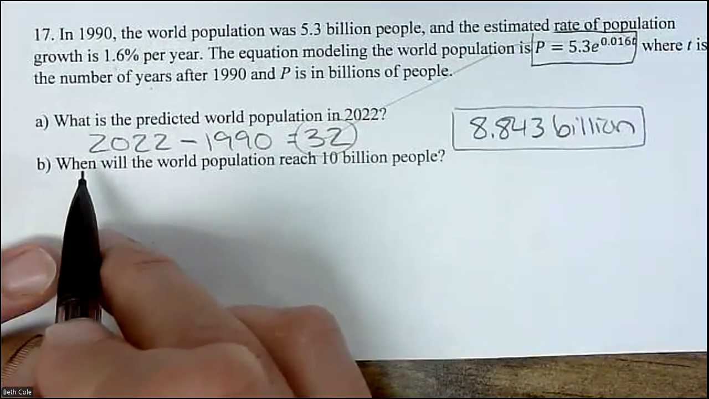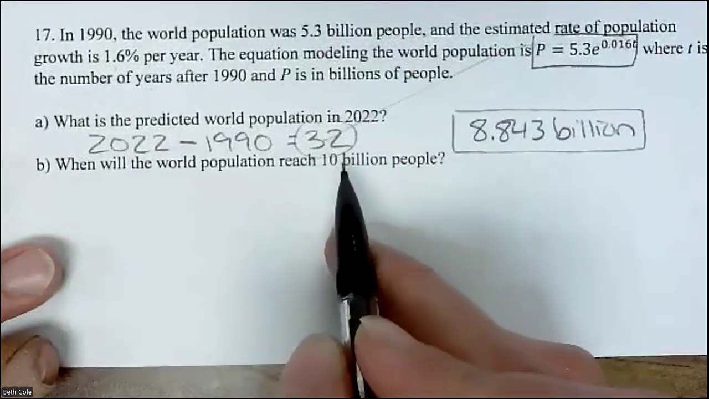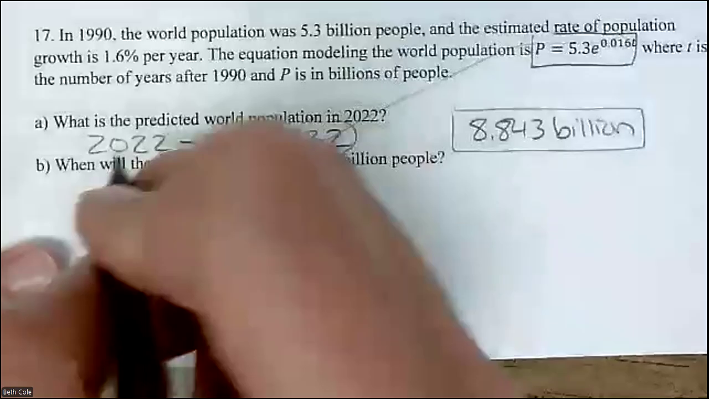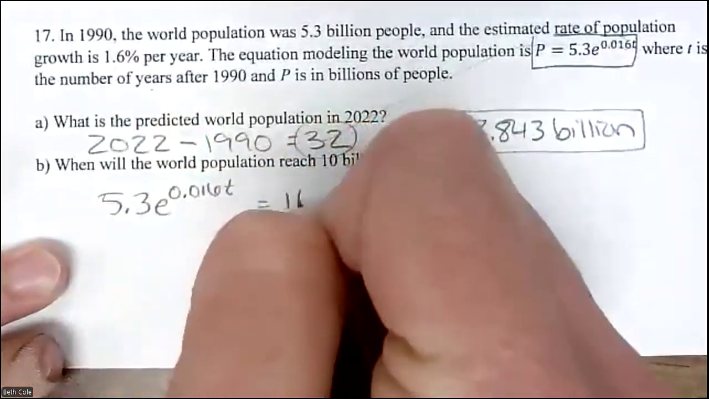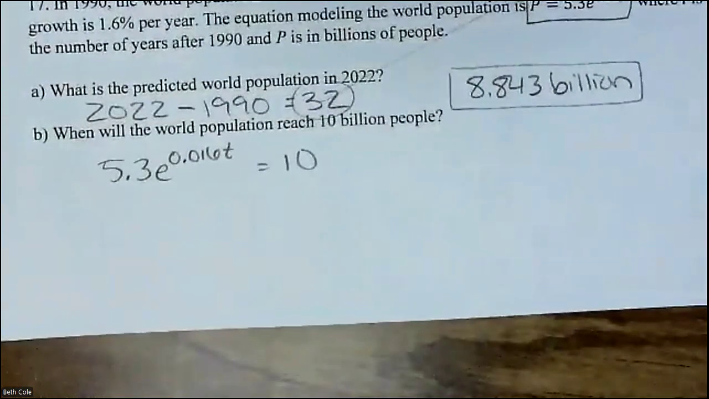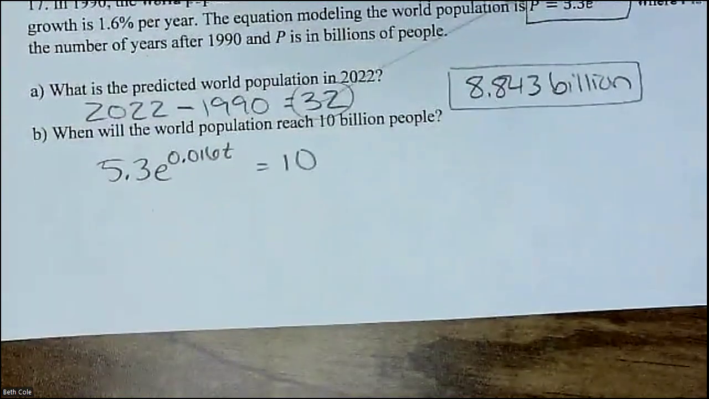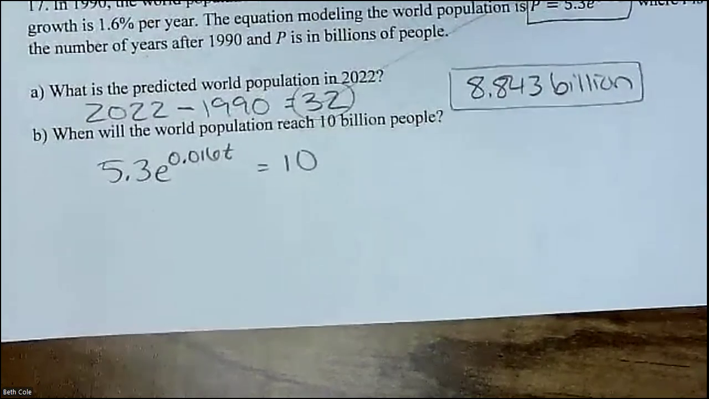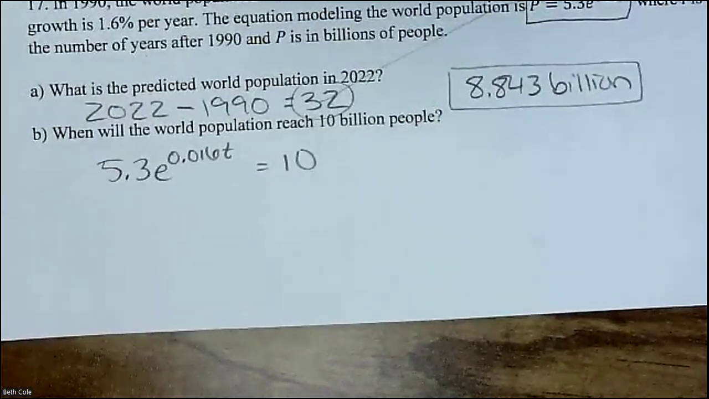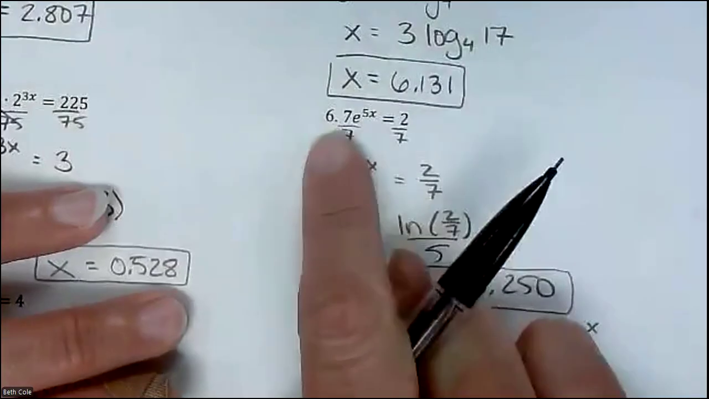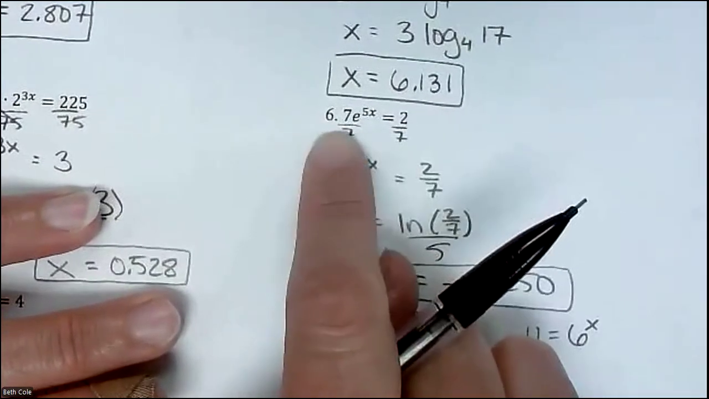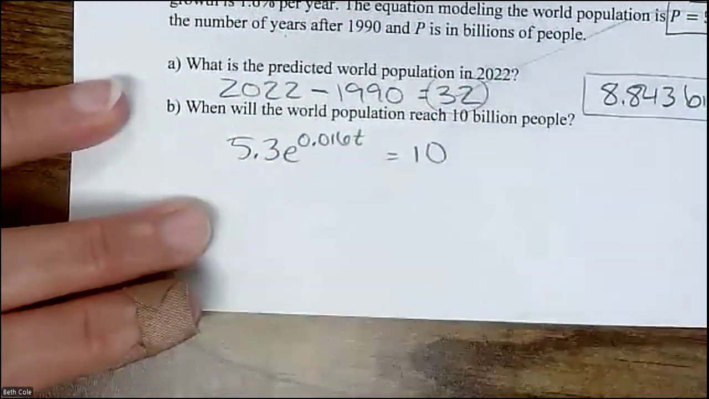Now this is when, so we're looking for the time, will the world population reach 10 billion? So you're going to take this whole thing and set it equal to 10, and we're going to solve it. That's the new thing that you're learning, is how to solve the equations. This has some decimals in it, but can I draw your attention to something? Do you see how this problem is not really any different from number 6? Just instead of a 7 and a 5, you've got these, okay?